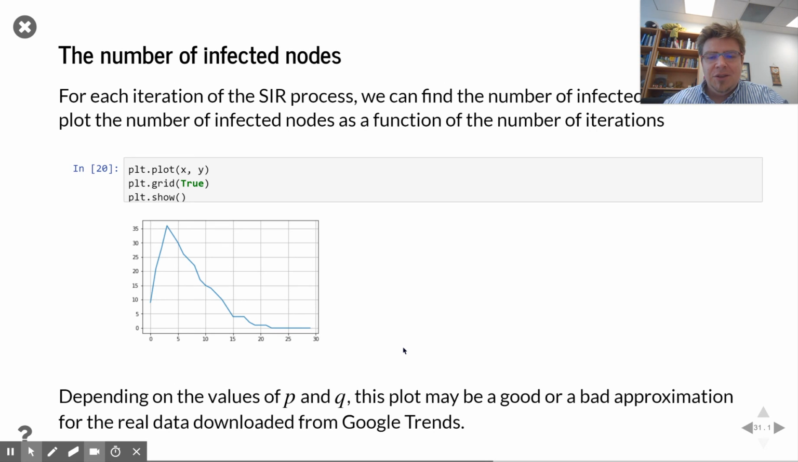The shape of the graph is determined by the parameters P and Q. Roughly speaking, the bigger P is, the faster it goes up. The bigger Q is, the faster it goes down, right? Depending on the values of P and Q, this plot may be a better or a worse approximation of the real data downloaded from Google Trends. What you need to do here is find the parameters of the SIR process that fit the real Google Trend best of all.